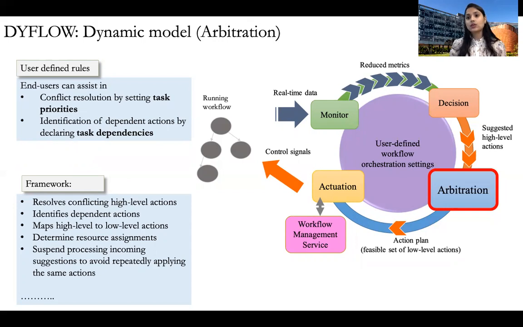Arbitration manages all this control and can also occasionally decide to suspend its processing, since it already applied certain changes to the running workflow and it wants those changes to get settled in, and this avoids repeated application of the same suggestions that it just performed. The framework controls most of this stage, but users can set up certain rules where they can specify task priorities and task dependency. This helps arbitration in conflict resolution and identification of dependent actions.